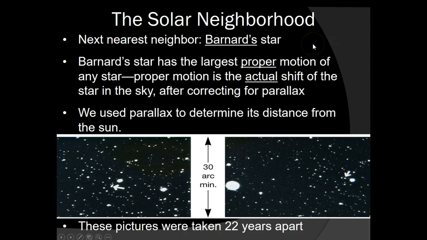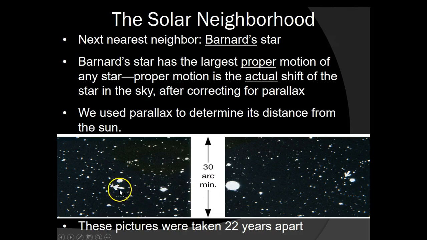So our next nearest star is called Barnard's star, and it has what we call the largest proper motion of any star. Proper motion is the actual motion that you see in the sky, right? The stars all appear on that celestial sphere, remember? They all look like they're tacked at the exact same distance from each other, but they're not necessarily. And so Barnard's star is one that doesn't stay put on the celestial sphere. It doesn't move anywhere near as much as a planet does, but it does move back and forth a little bit. So we were able to use parallax to determine its distance from the sun.